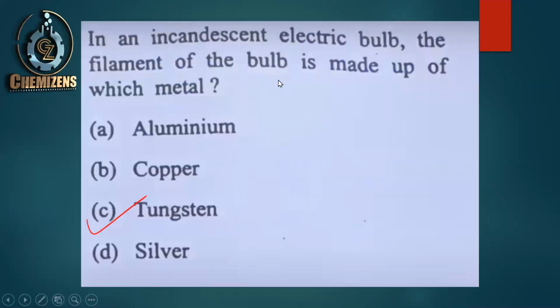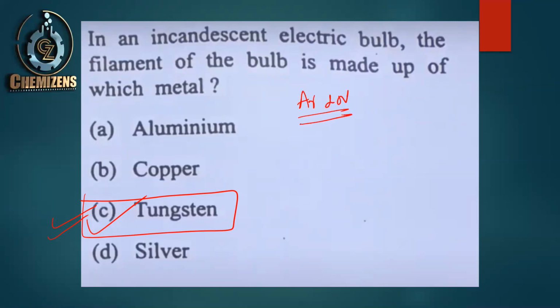So the next question is bulb. Bulb contains tungsten, right? So there they are asking about which metal is there. So in the bulb, it is tungsten because it has a high melting point and very high resistance to heat. And also sometimes they ask the gases which are found in the bulb. So basically the main gases found are argon and nitrogen because they are inert in nature. So this question can also be asked, right?